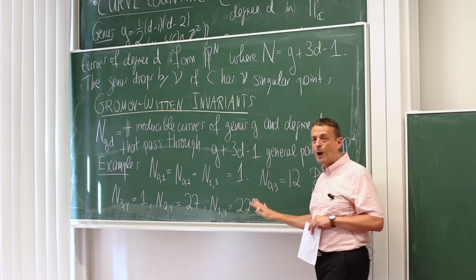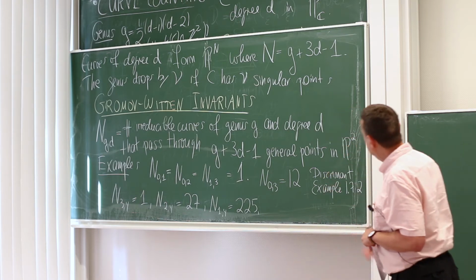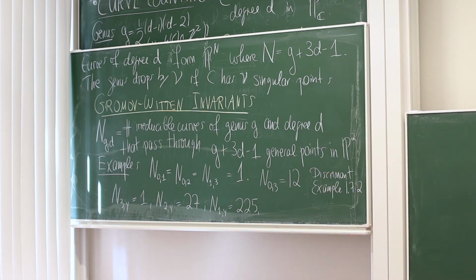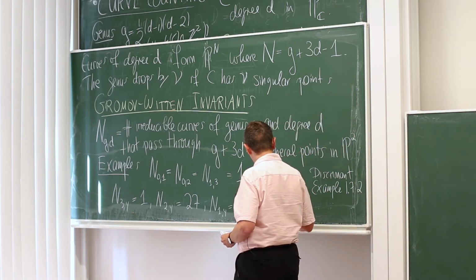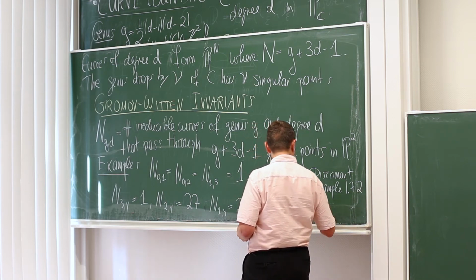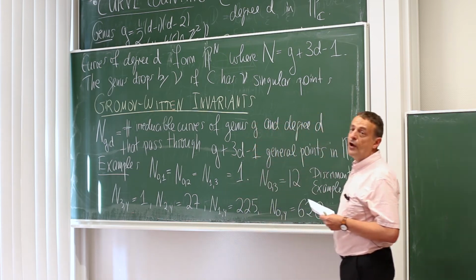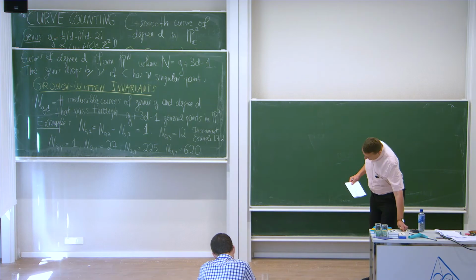So if you plot 12 given points in the plane, then I claim that this Gromov-Witten number 225 says that there are 225 elliptic curves with 2 singular points that pass through the 12 points. And then finally, the rational curves n04 is 620. Right? So this is the number of rational quartics passing through 11 given points in the plane.